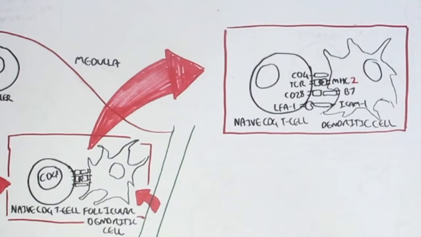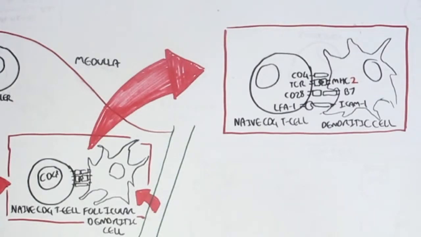What is important to know is that the dendritic cell presents the antigen on MHC class 2 to the naive CD4 T cell, and that the B7 receptor and the CD28 receptor are important because they increase survival and activation of the CD4 T cell. The LFA1 on the naive CD4 T cell, together with the ICAM1 from the dendritic cell, provides stability so that the naive CD4 T cell can become activated easily.